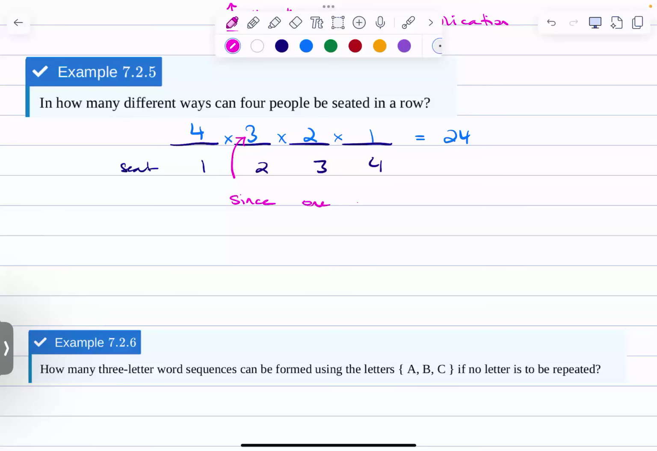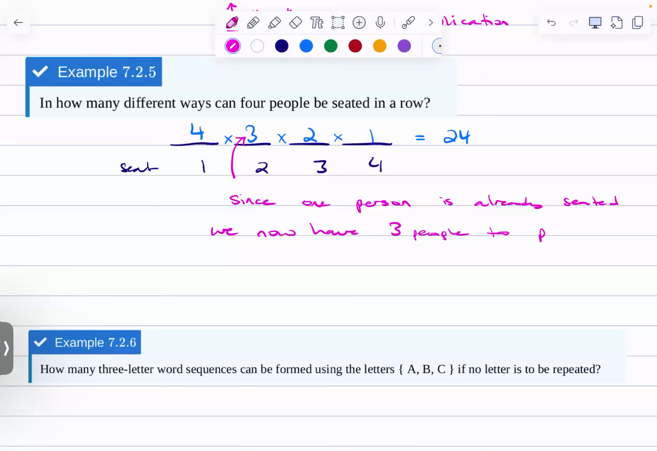Since 1 person is already seated, we now have 3 people to pick from. Okay. And then etc. for the others. Okay. Same logic.